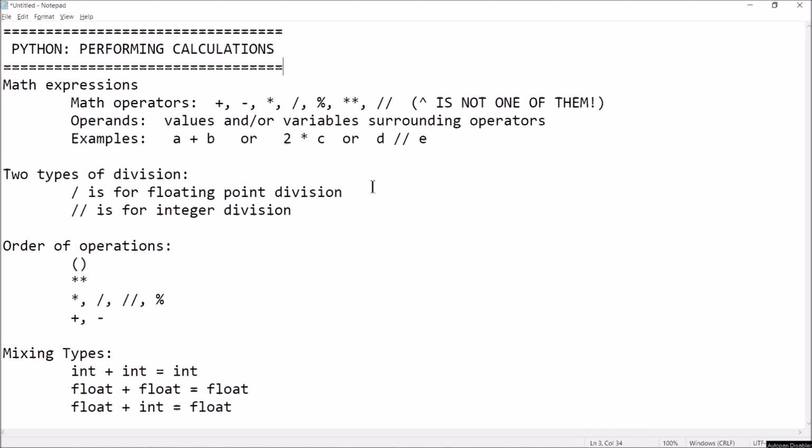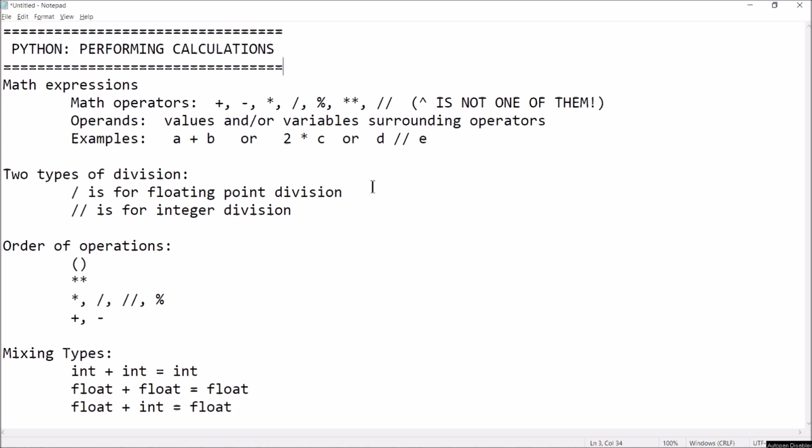Hey guys, welcome back. This is Professor Hank, and in this video we're going to talk about performing calculations in Python, right? So what we want to look at here is basically, how do you add things together? How do you do division? What types of division can you do? What are the order of operations?